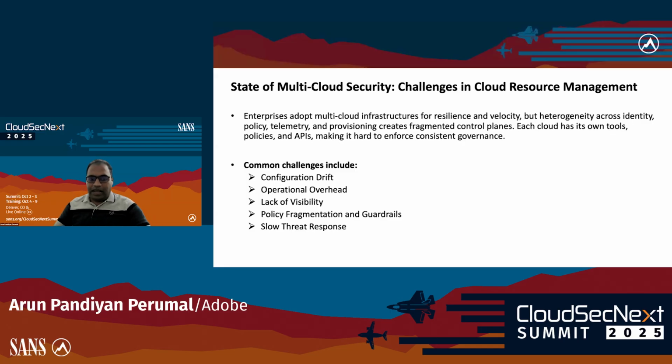Almost every enterprise is adopting a multi-cloud strategy to increase resilience, avoid vendor lock-in, and also for innovation, right? So they use services from AWS, Azure, even GCP based upon their requirements. The ability to use the best services from different providers helps avoid vendor lock-in and creates flexibility.